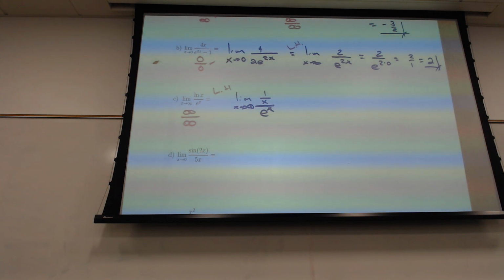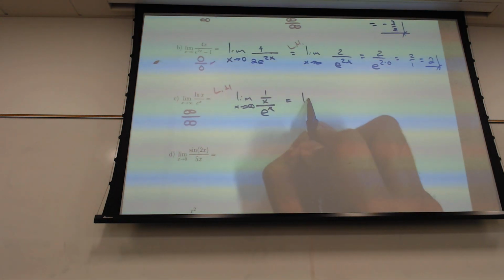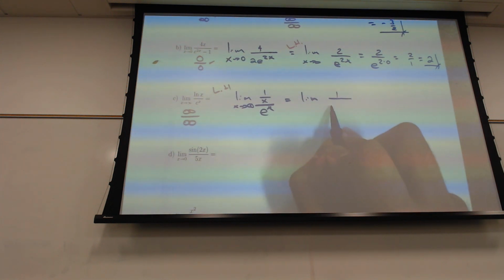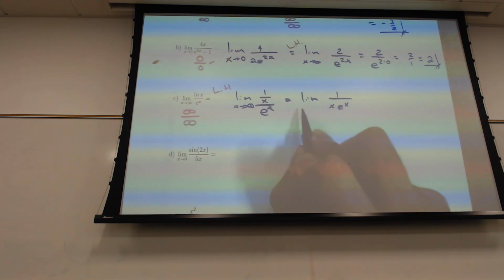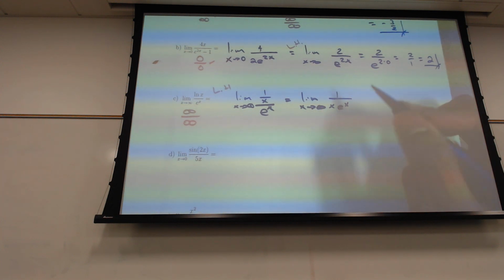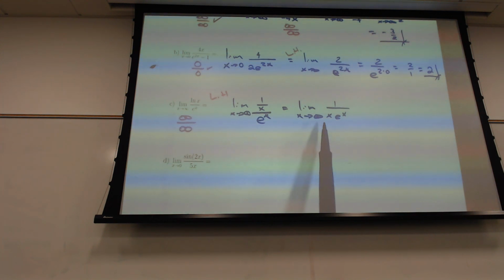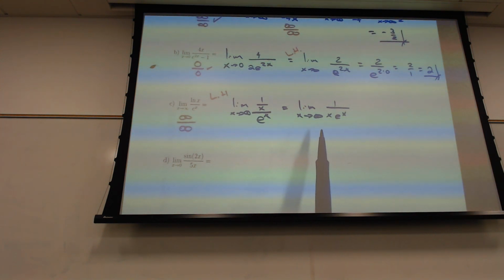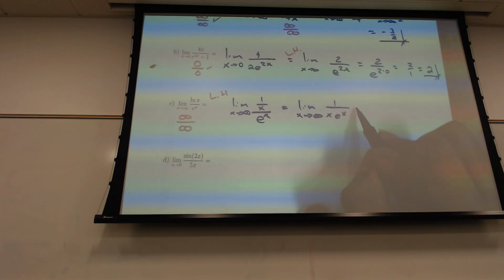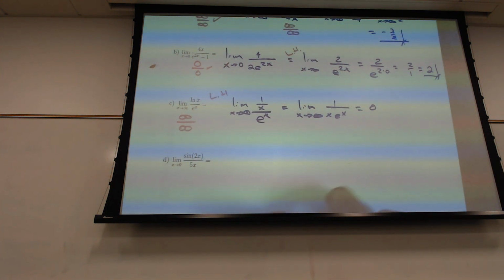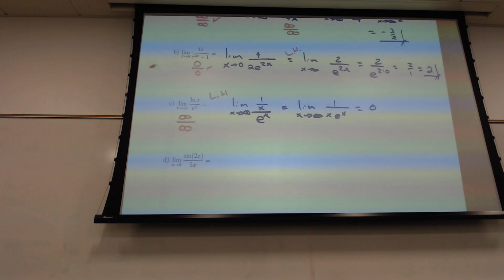Okay, let's rewrite this as 1 over x times e to the x. That's going to be the limit of 1 over x e to the x as x approaches infinity. No, this is no more L'Hopital's. I'm just rewriting it in an easier way to visualize. Well, what's the limit here? We agree, 0. Infinity times e to the infinity in the denominator, an even bigger infinity, so we are good in here.